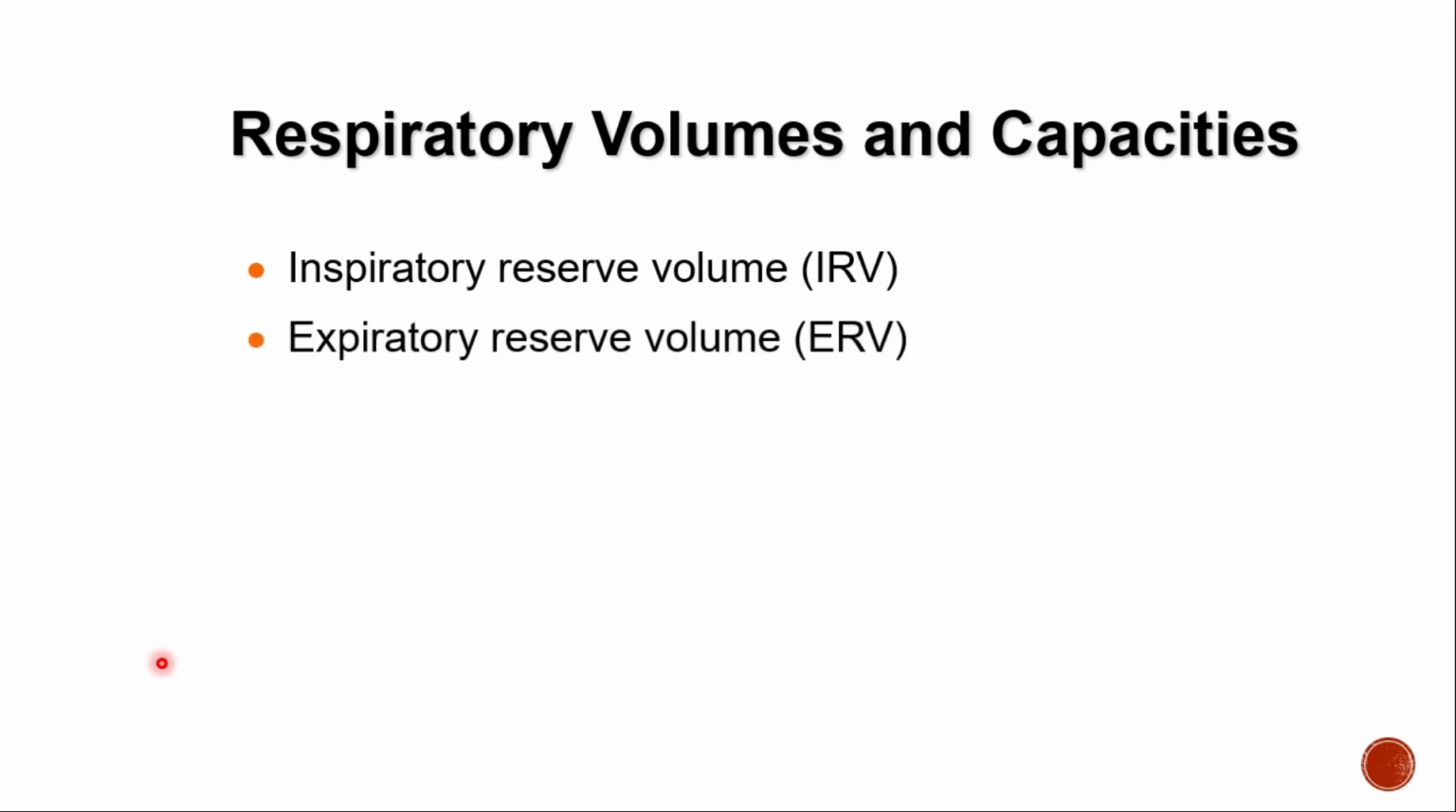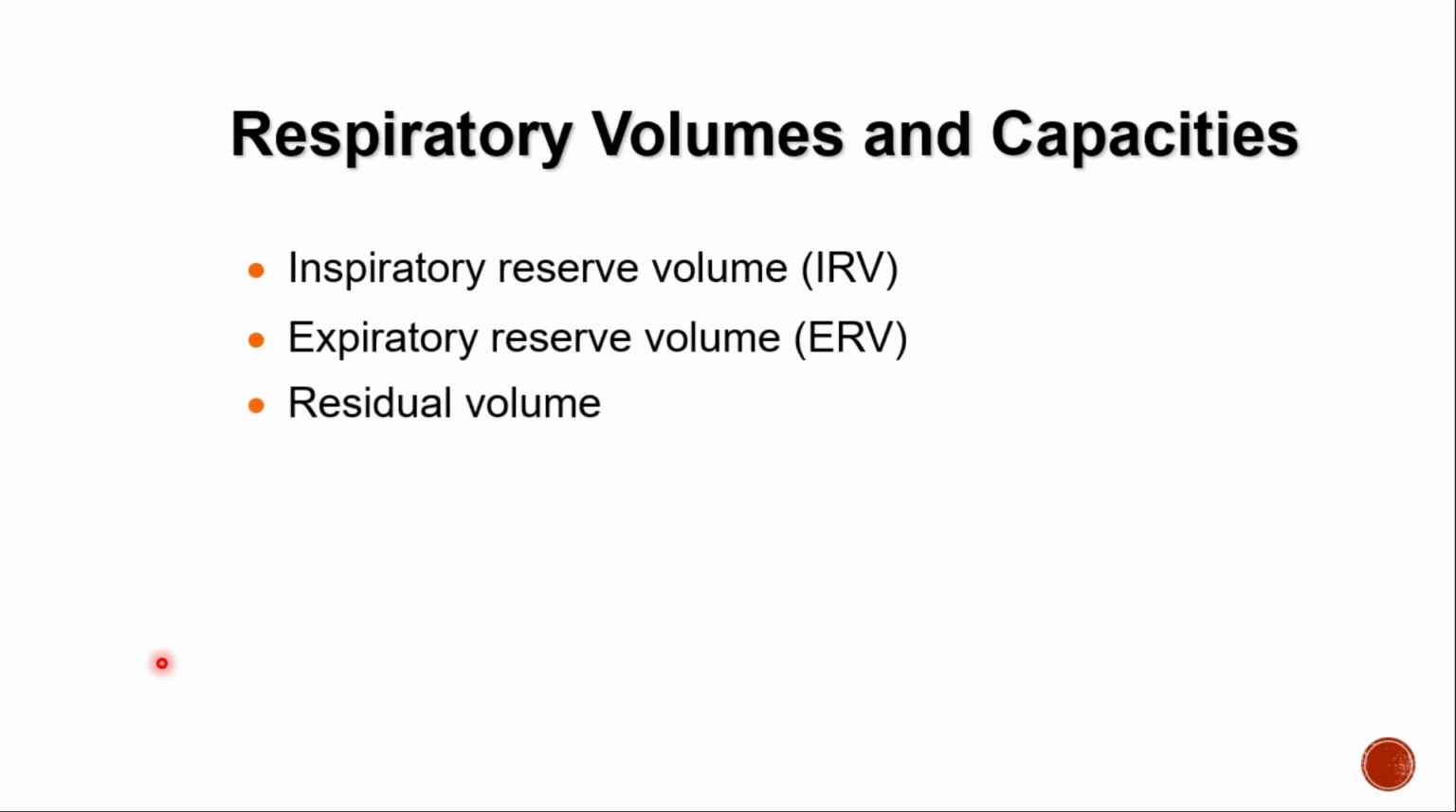What is ERV? It's expiratory reserve volume, that is the amount of air that can be forcibly exhaled. IRV is related to inspiration, that is inhalation, and ERV is related to exhalation. And ERV volume is approximately 1200 milliliter. So inspiratory reserve volume, that is IRV, is the amount of air that can be taken in over the tidal volume.